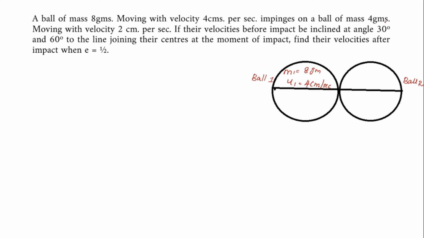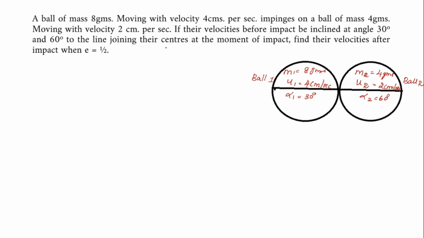It impinges on a ball of mass 4 grams. That means it impinges with another ball which has mass 4 grams, so the mass of the second ball is 4 grams, moving with the velocity 2 centimeter per second. If their velocities before impact are inclined at an angle 30 degree and 60 degree, we have mentioned these angles in terms of alpha. So alpha 1 is 30 degree and alpha 2 is 60 degree.